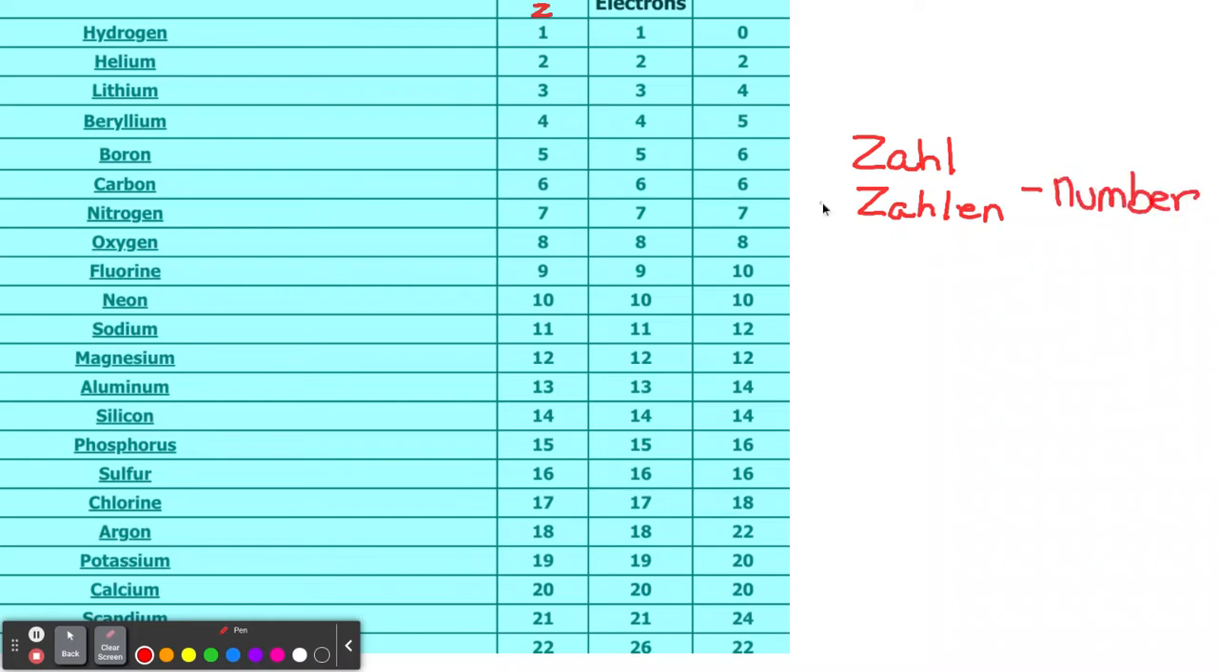In this case, they use Z for the number of protons. So Z equals the atomic number. So the atomic number is the number of protons. And you may also see that symbol Z because Z is an integer in mathematics. An integer is any number that's not a decimal or fraction.